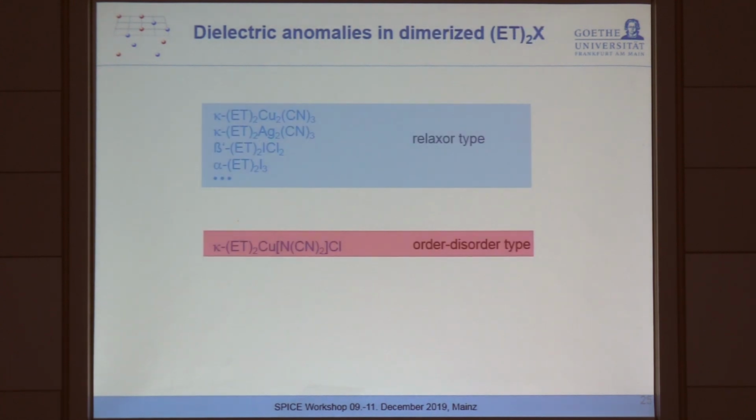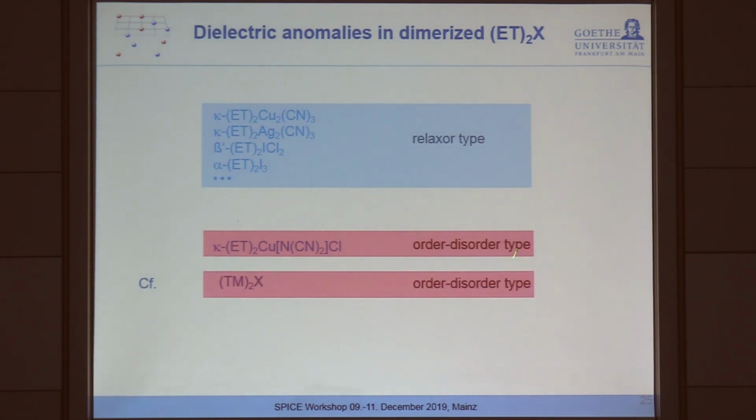Over time, the number of materials which show these dielectric anomalies is steadily growing. Now we have a long list of materials, most of which show this relaxor-type ferroelectric order, with one exception. This is our chlorine system, which shows order-disorder type. The phenomenology which we found here is very similar to the phenomenology for the Fabre salts, where charge order was clearly proved to be the origin of ferroelectricity. But in our system, the charge order hasn't been found so far.